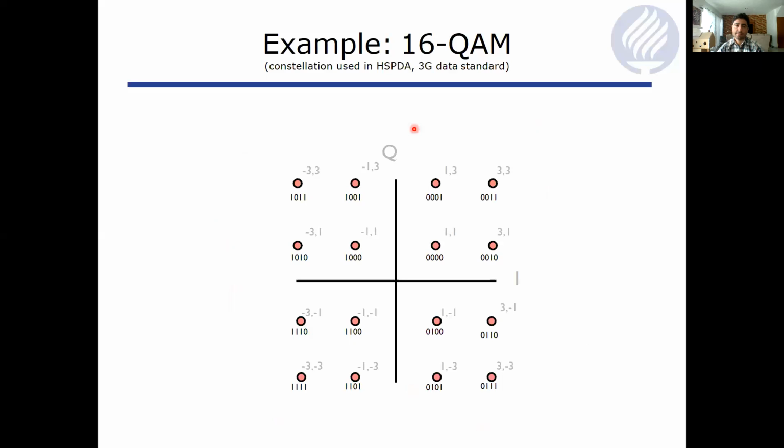IQ modulation in 2D, representing in 2D. Here's basically 16 QAM. We represent 16 QAM. These bits here that you can see are basically the bits that we're transmitting. This number in gray is representing the IQ value for this particular signal.